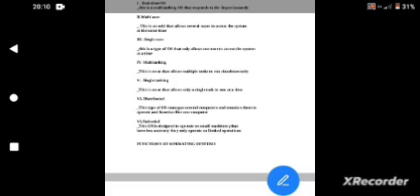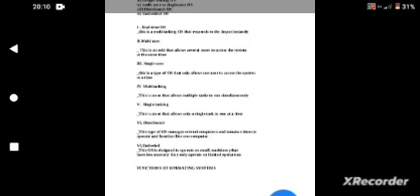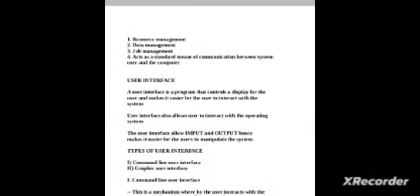Now guys, let's look at the functions of the OS. The OS has various functions. There are many functions of the OS. For example, one use of the OS is resource management, data management, job management. It also acts as a standard means of communication between the user and the computer.